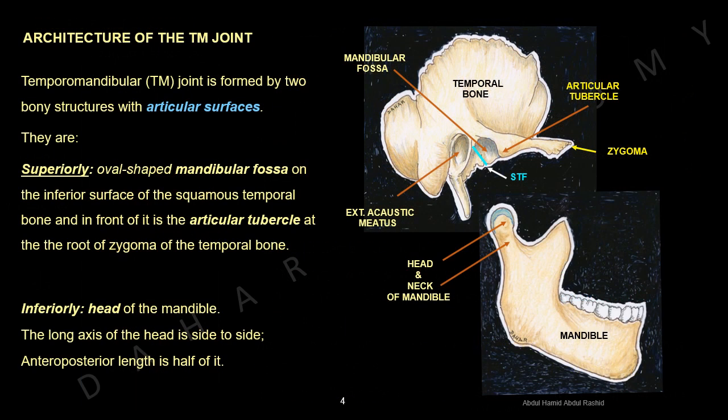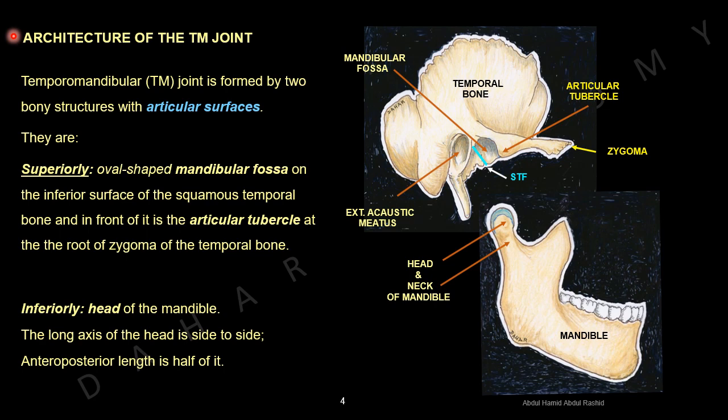We have two diagrams in this slide. We are looking from the right lateral side. The upper one is the temporal bone. This is the squamous part of the temporal bone. This is the zygomatic part of the temporal bone. This is the external acoustic meatus. This is the mandible. This is the head of the mandible, and this is the neck of the mandible.